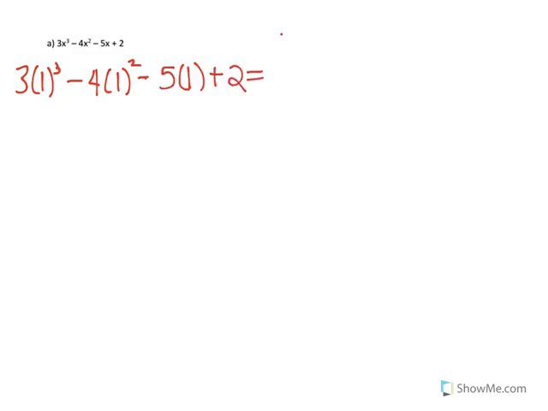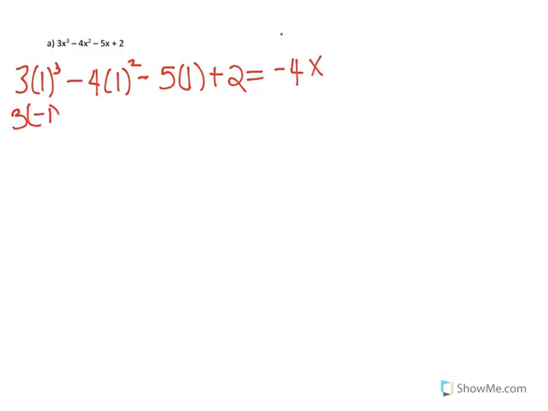That's a waste of your time. It's not going to work. Okay, so we're going to test it. Let's try it with 1 first. So 3 times 1 cubed minus 4 times 1 squared minus 5 times 1 plus 2. I get negative 4. So not good.